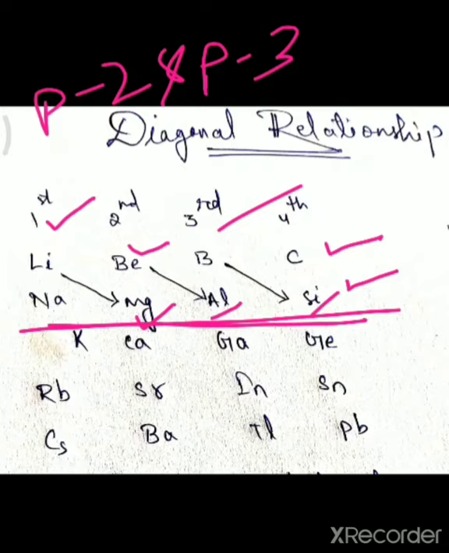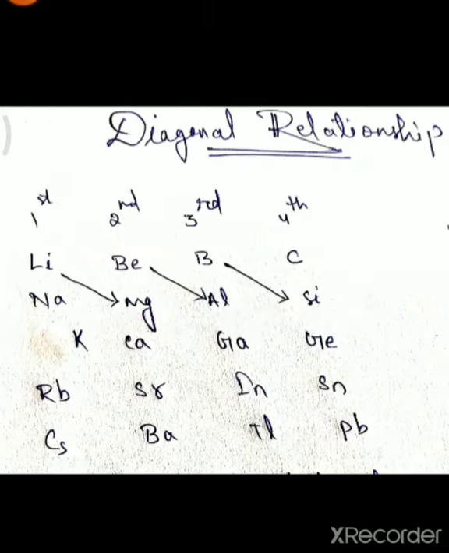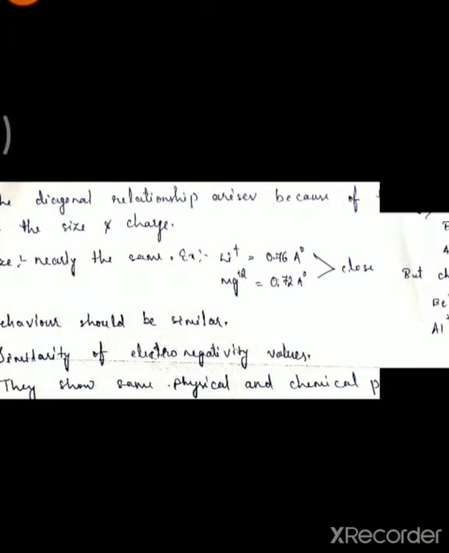In some cases lithium is similar to magnesium, beryllium similar to aluminum, and boron similar to silicon, and after that it decreases in each step. So how are they similar? There are some reasons. First, the diagonal relationship arises because of the effect of the same size and charge. As they are nearly the same in size and charge, that's why they are similar to each other.